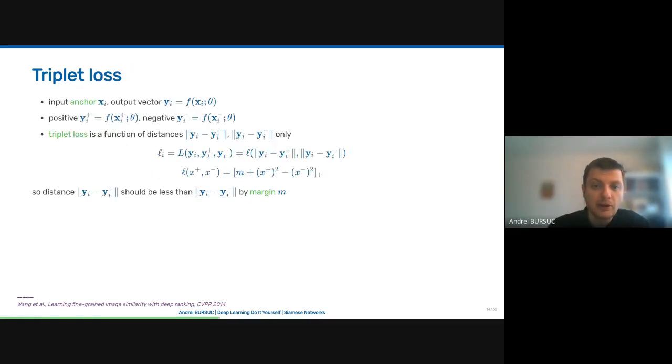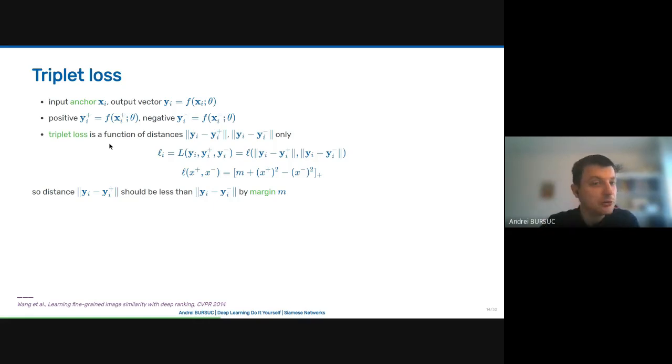So how does this triplet loss look? Just to be clear, this input point xi, we call it an anchor, so it's the central point, and the other ones are the negatives and positives. With this loss we want, as I said, at the same time to attract the positive and repel the negative at once. So just a recap on the notation: yi is the output vector of the network for sample xi, and similarly yi plus and yi minus for the positive and negative samples.